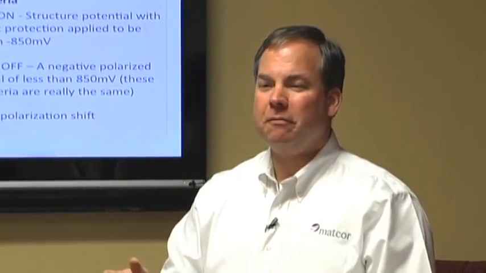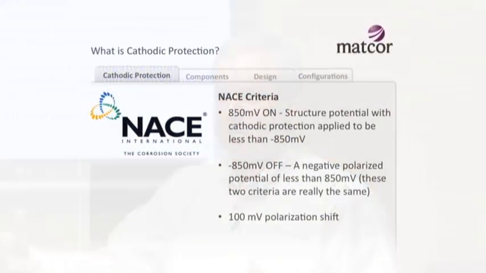And we use on and off. Basically they're the same. On means that when you have the CP system on, it's negative 850. Off means the minute you turn it off, it's still at negative 850, okay? There are some technical issues about the difference between them, but for the purpose of this discussion, let's just say they're basically the same criteria, negative 850.